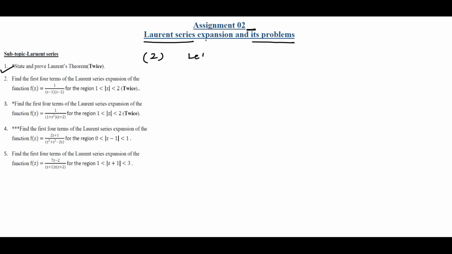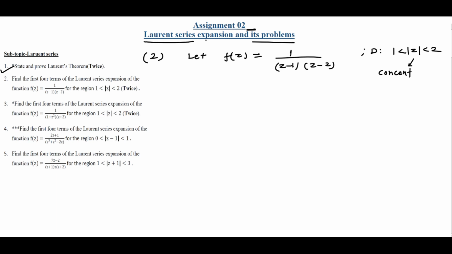Here the given function is f(z) = 1/((z-1)(z-2)), and the given domain D is 1 < |z| < 2. You can see this domain is concentric circles, or in other words, the annulus region.